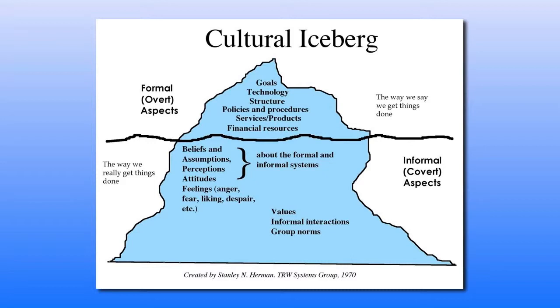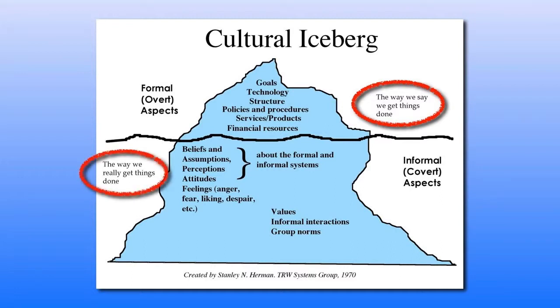But second, there's another level, another world beneath the surface, less official, that is the major part of the iceberg, and that has to do with the experience of people, their beliefs, assumptions, perceptions, feelings, and attitudes, their values related to being part of the team. This world may not be as easy for people to talk about in open team meetings. Stanley Herman described these 2 worlds as being the formal, visible part of an organization or team, the way we say we get things done, and the informal or invisible part, the way we really get things done.